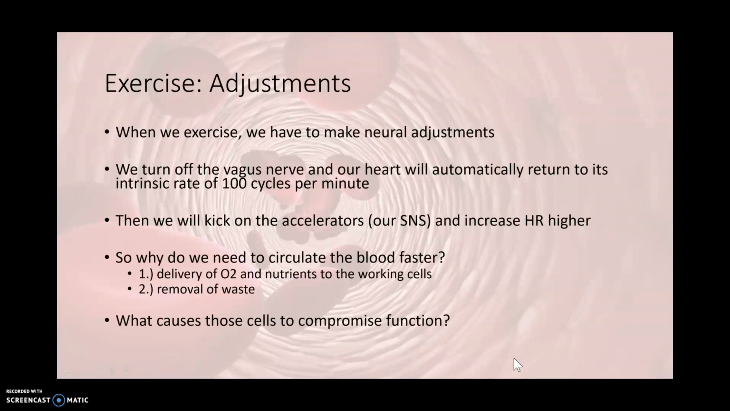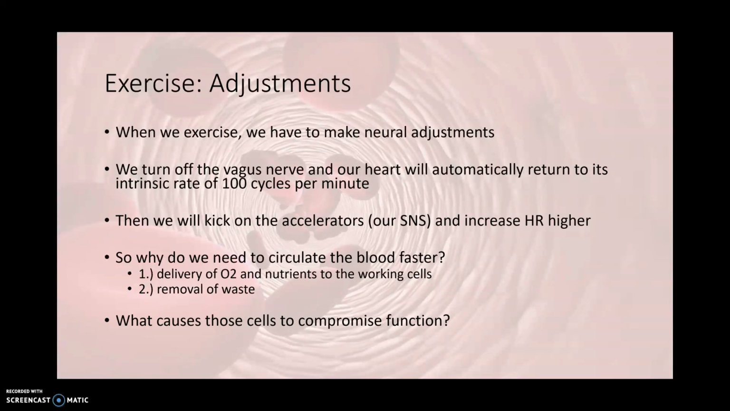Okay, let's talk about exercise and what adjustments we need to make. When we exercise, we need to make neural adjustments. We talked about this last time, right? We turn off the vagus nerve and our heart will automatically return to its intrinsic rate of 100 cycles per minute, right? What does the intrinsic rate mean again? That means if we were to remove all neural and hormonal or endocrine factors influencing heart rate, it would completely go to its own intrinsic rate of 100 cycles per minute.